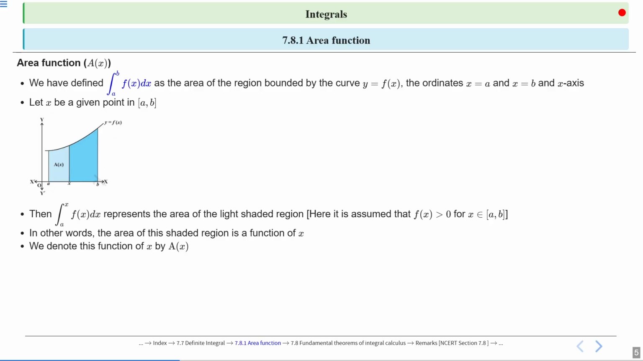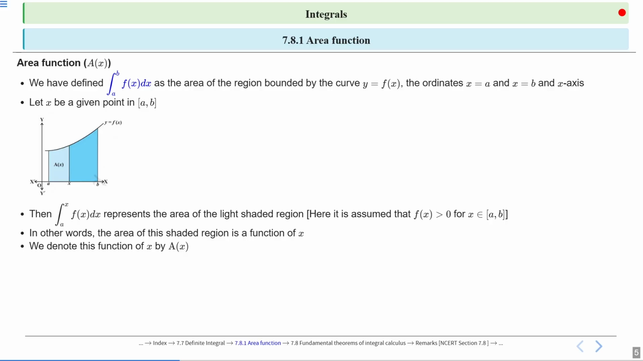And then we understand the area function. The area function represents the area from lower limit a to the point x, and if we change the value of x, we get different area. Okay, so the area function is a function of x, and we denote it as A(x).